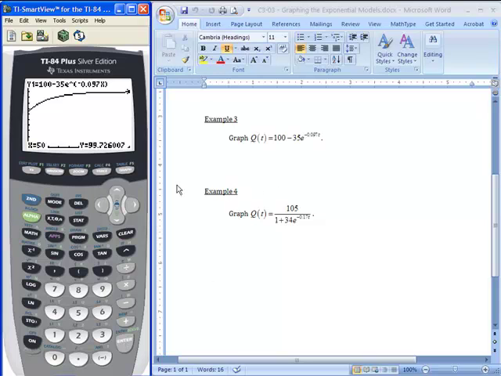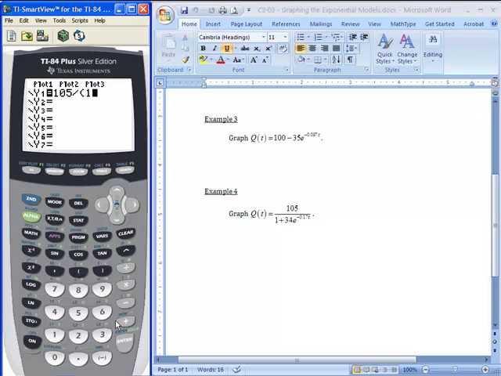All right. Example 4 is our last example here, our logistic growth function. Let's go back into our y equals menu and clear out our function. And let's enter this. Let's type in 105 divided by, and then we're going to have to put the denominator in parentheses because we have other things going on in it. We want to enforce order of operations.